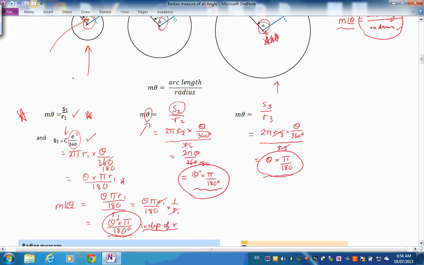So, what have we just proven there in a general case? That the measure of any angle theta in radians, now Pearson says there isn't a unit called radians, and there isn't, is there? But we sometimes use this symbol to indicate that's the form of measurement we're using. It's arc length over radius, and it will always come to theta in degrees times pi over 180.